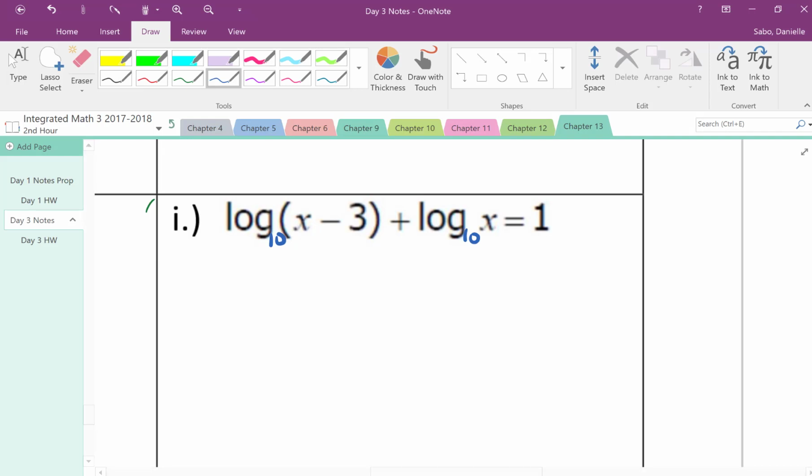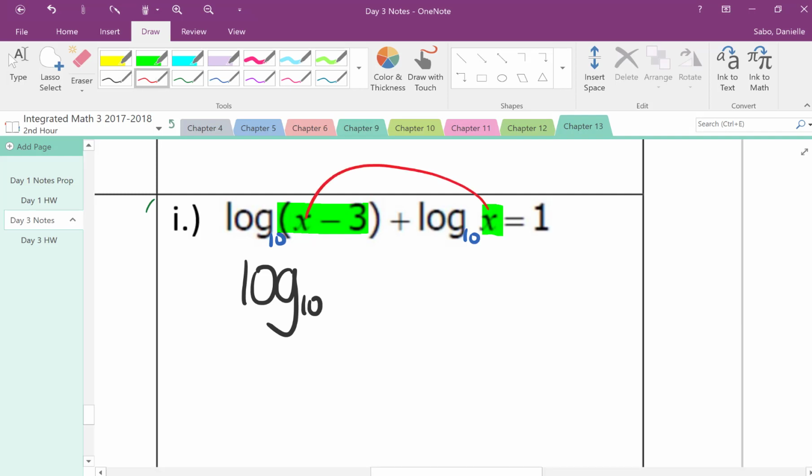So to condense it, what do I got to do with these 2 arguments? Multiply or distribute. So I have log base 10. I'm just going to write that because we're going to have to convert it anyways. And I'm going to distribute. x times x is x squared minus 3x equals 1. I'm not going to do anything here because you guys know how to factor.